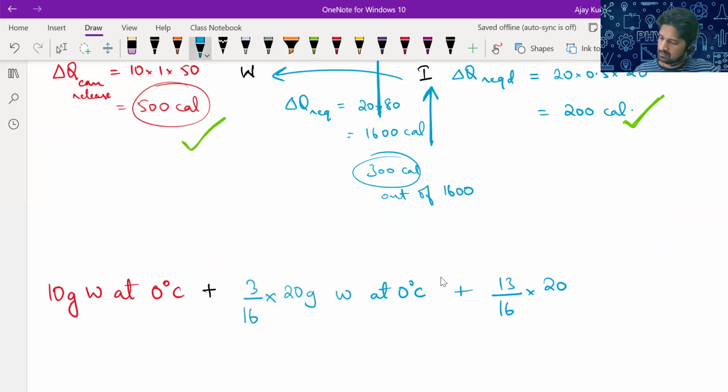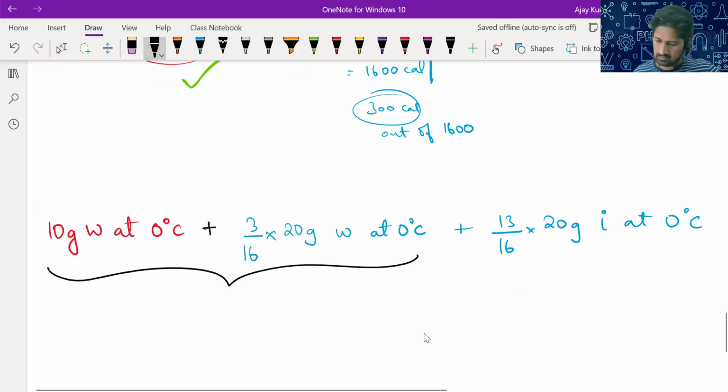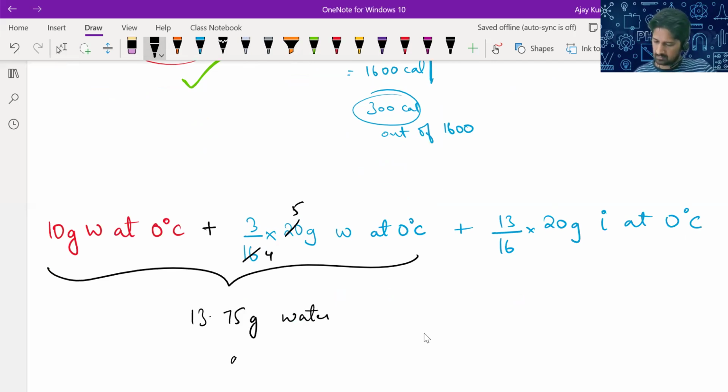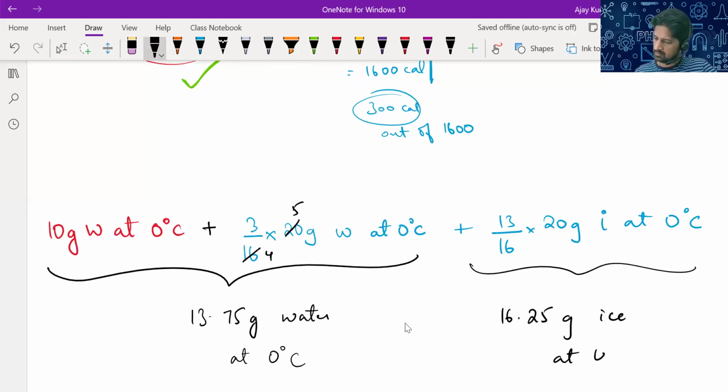The remaining means how much? 13 out of 16 parts at 0 degrees. This is what you will have finally. Okay, so finally, how much water will be there? All this is water. 10 plus, okay, 5s, 4s, 3 5s, 15. 15 by 4 is how much? 3.75. So 13.75 grams of water at 0 degrees C. And this is ice. So 3.75 gone out of 20. If you remove 3.75, 16.25 at 0 degrees C. This is what you will finally find.